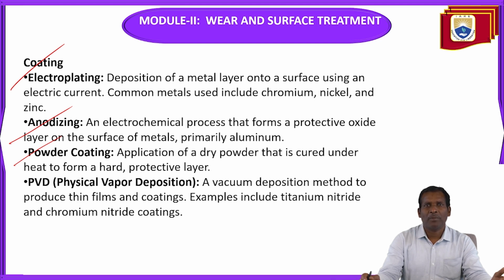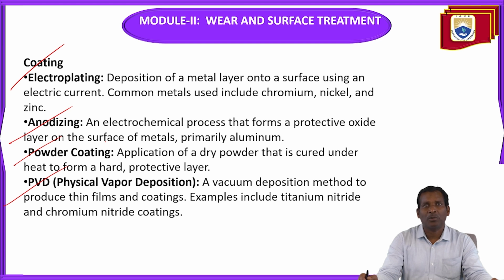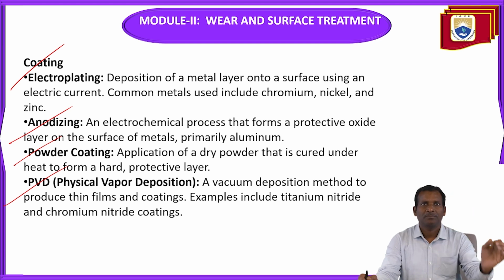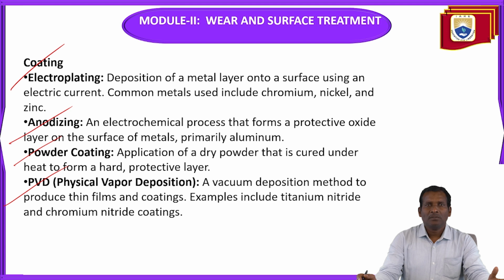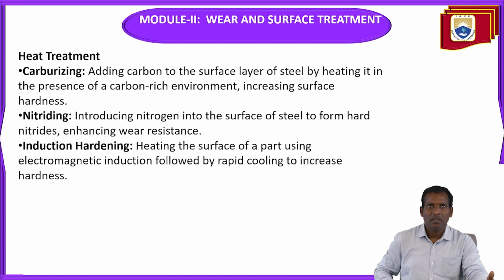Next, physical vapor deposition, PVD: a vacuum deposition method to produce thin films and coatings. Examples include titanium nitride and chromium nitride coatings. These are the coating methods: electroplating, anodizing, powder coating, and PVD, physical vapor deposition. So one more is heat treatment.